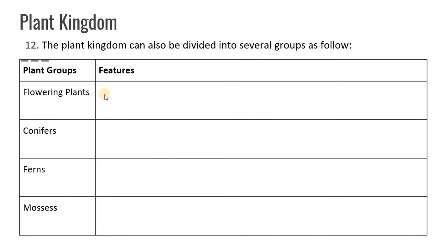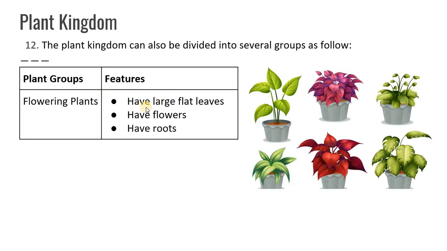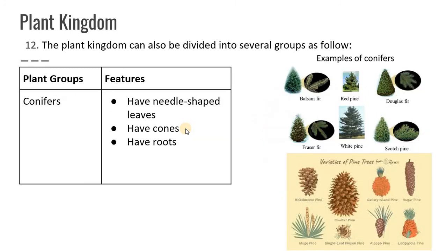So what are the features of a flowering plant? Flowering plants have large flat leaves, right? So you can see a few examples of flowering plants here. They have flowers. Obviously, they have flowers. If not, why are they called flowering plants? And flowering plants have roots. All flowering plants have roots. And the second plant group would be conifers.